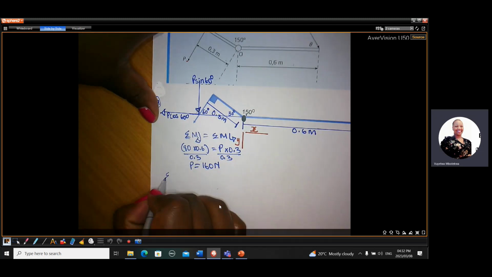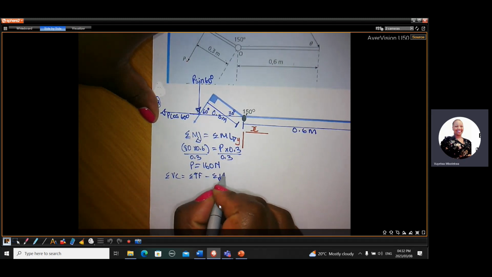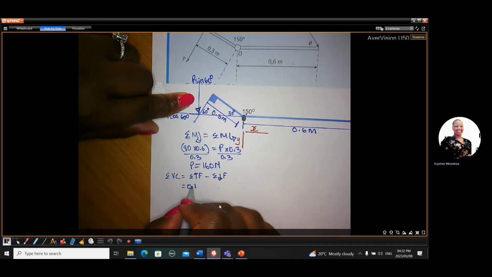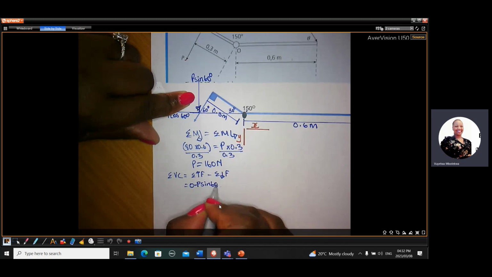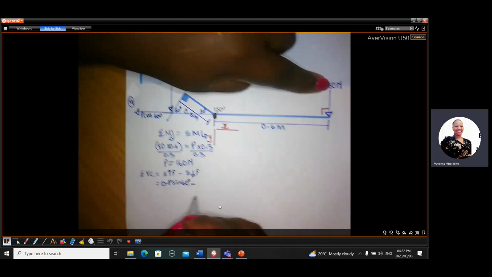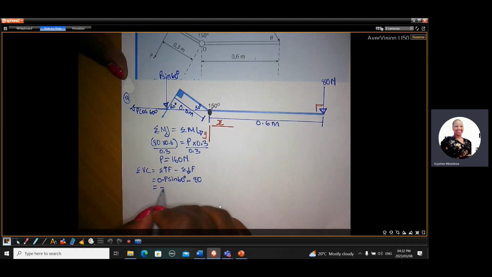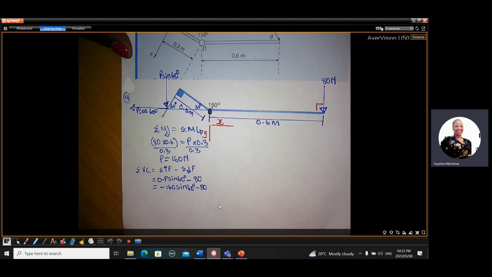You can start with the Y force. For vertical components, upward forces are positive, downward forces are negative. Upward, we don't have a force. Downwards, we have P sine 60, but it's negative because it's downward, minus 80. But P was calculated to be 160. So this is going to be 160 sine 60 minus 80.